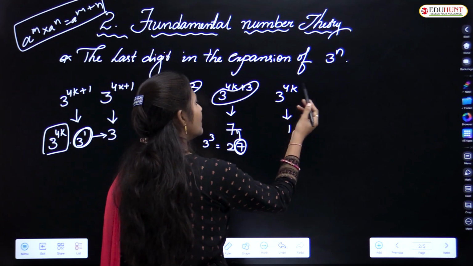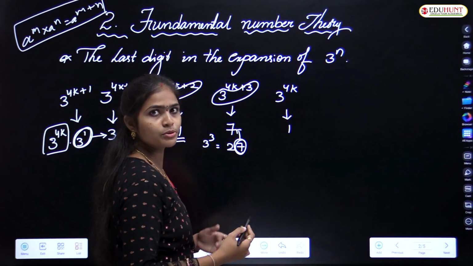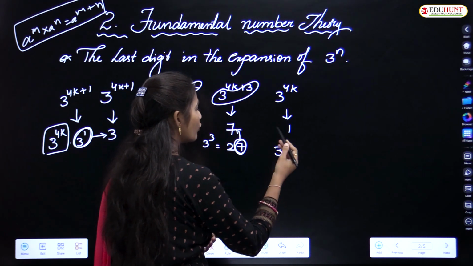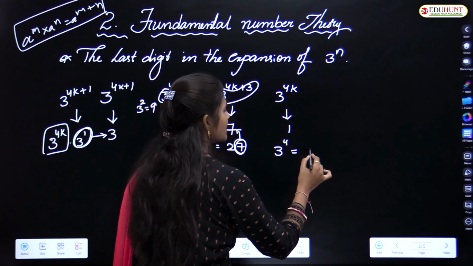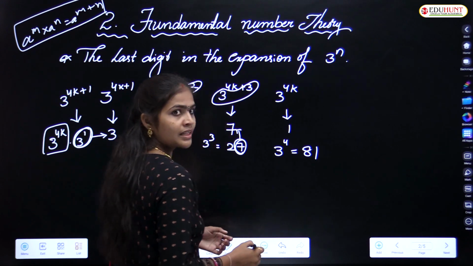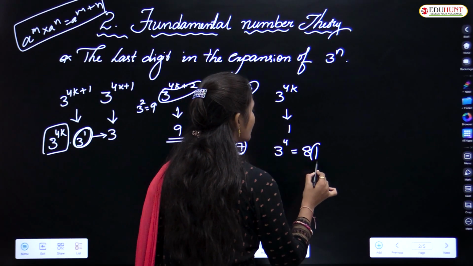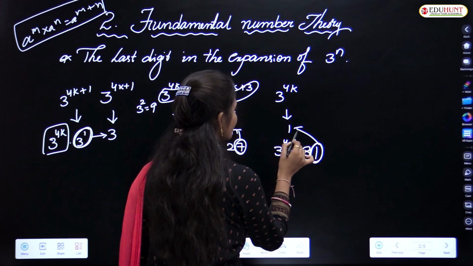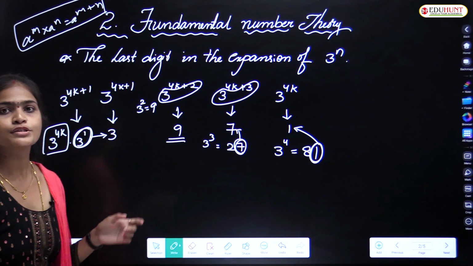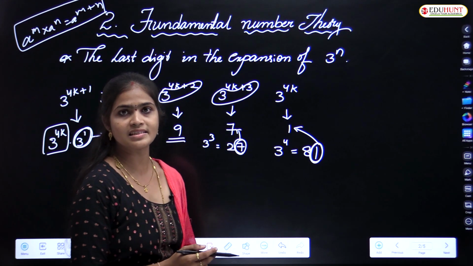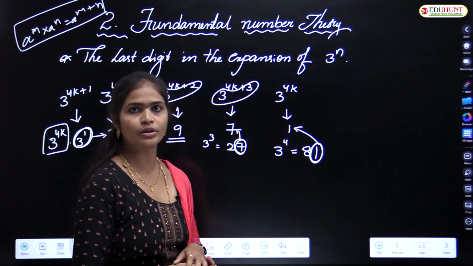Now here this is in the form of 4k, which means 3 power 4. So 3 power 4 value is how much? That is nothing but 81. 3 3s are 9, 9 3s are 27, 27 3s are 81. So what is the units place digit? That is 1. Is it clear? In this way we have to write all these units place digits. For every number this is common.